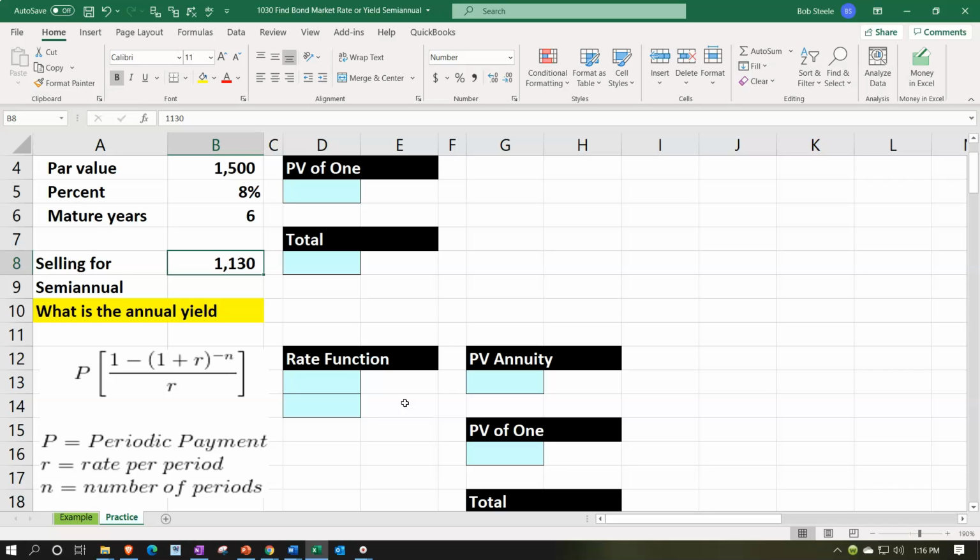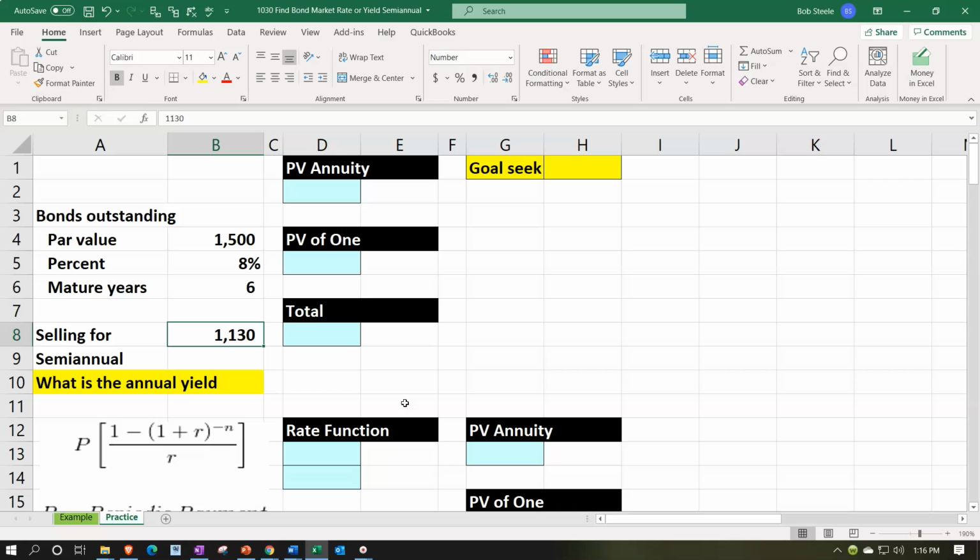The rate function method is still a little bit complex. You've got to make sure you have all your arguments in there properly, so we'll take a look at that as well. It'll be a more direct format to find the answer. So let's do the goal seek format first. I think this is the more intuitive way.